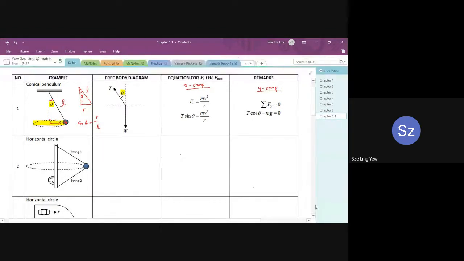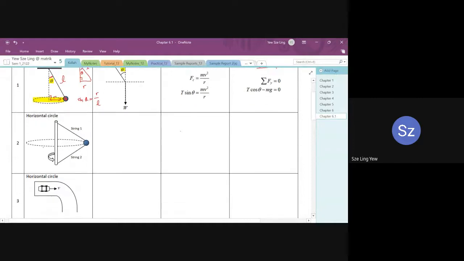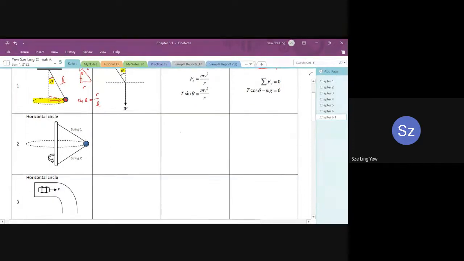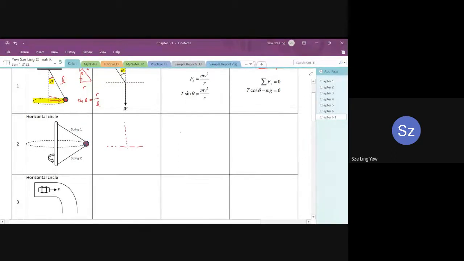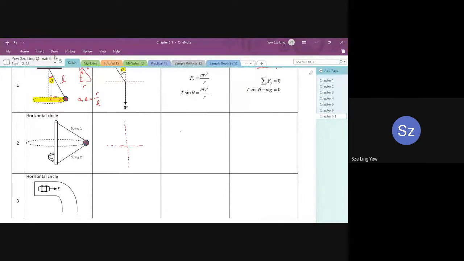Now let's look at the second question. What are we going to do now? So this is our object. As usual, we have an x component and a y component. So what am I going to do now? I'm going to sketch a free body diagram. So this is my object.